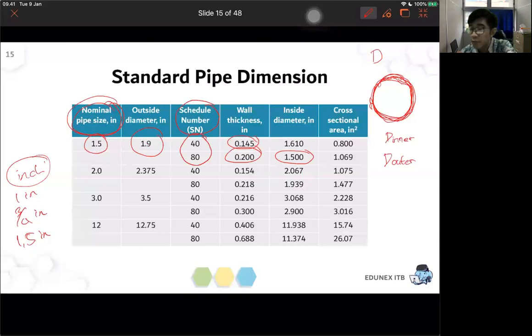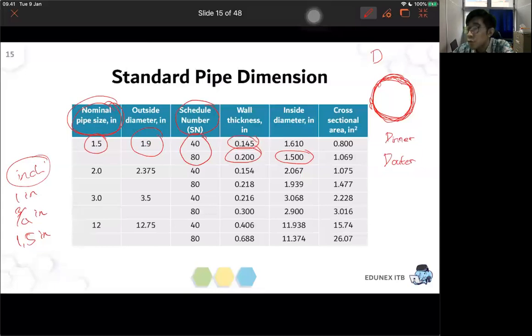So you need to be careful if the pipe size is stated as the nominal size. Usually it is stated like 1.5 schedule 40. Then how to determine the inside diameters? You need to have the table, this kind of table. From where can you get this kind of table? You can get it from the handbook of mechanical engineering or chemical engineering.